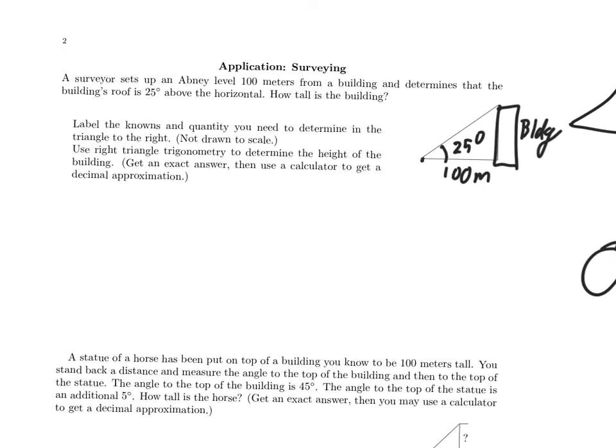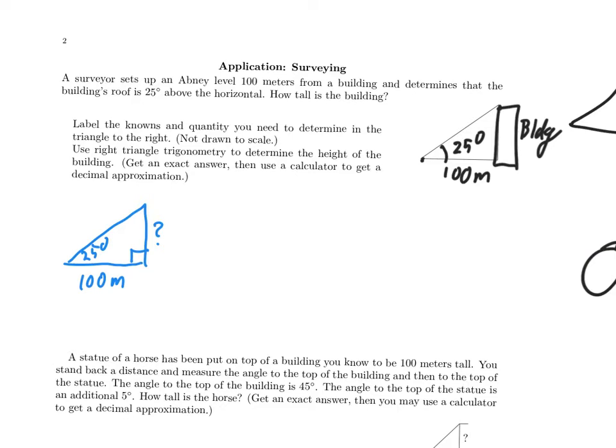Let's try to determine how tall that building is. That picture is now messy, so I'm going to redraw the picture. So here's the picture. It's a right triangle. The base is 100 meters. This angle is 25 degrees. I would like to know what that side length is. And I'll do it in terms of SOHCAHTOA, because the sine is opposite over hypotenuse, cosine is adjacent over hypotenuse, tangent is opposite over adjacent. So let's just think about it one at a time.